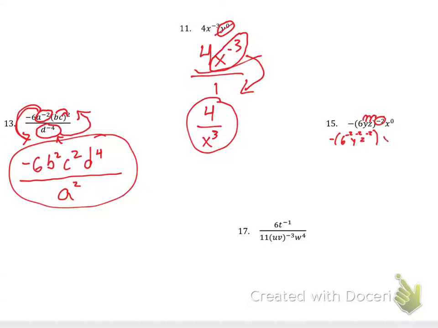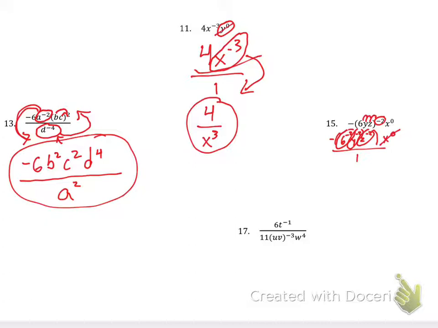parentheses, x to the 0. Now x to the 0 is going to equal 1, so I'm just going to get rid of it. And then, if this thing is over 1, I need to get rid of everything that's got a negative exponent. So I'm going to move this, and I'm going to move this. So I'll be left on top.